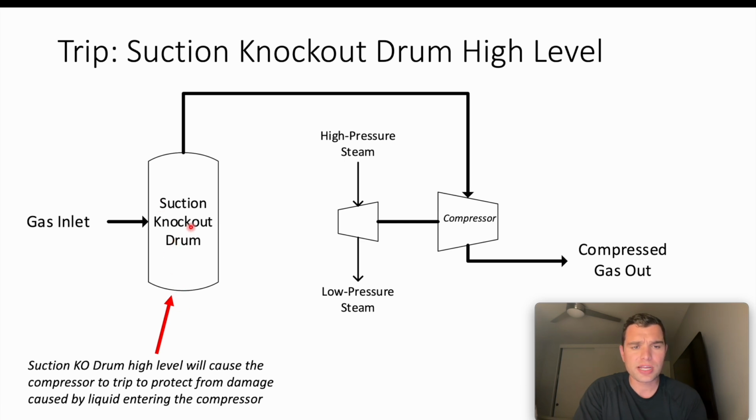And so for the suction knockout drum, if the level starts to build too high, there's a trip for that because, as I mentioned in the very first slide, compressors do a great job compressing gas. They do not do well at all compressing liquid, and that will cause serious damage. And so the first trip we're going over is if your suction knockout drum gets a high level, that can result in tripping the compressor. A lot of compressors have trips set up for that.